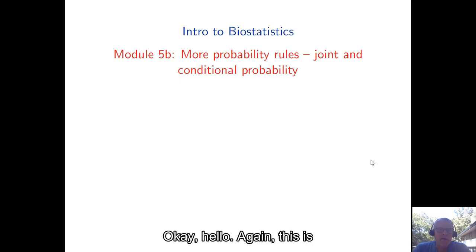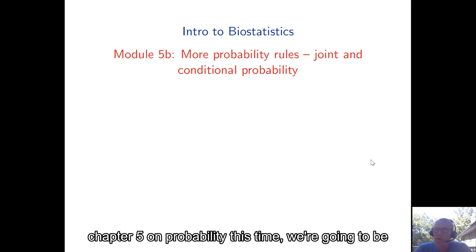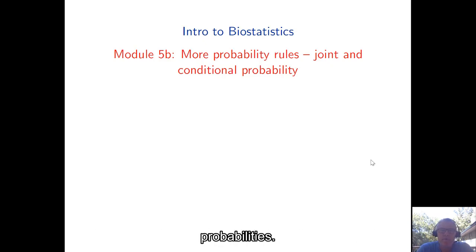Okay, hello again. This is module 5B in chapter 5 on probability. This time we're going to be talking about joint and conditional probabilities.